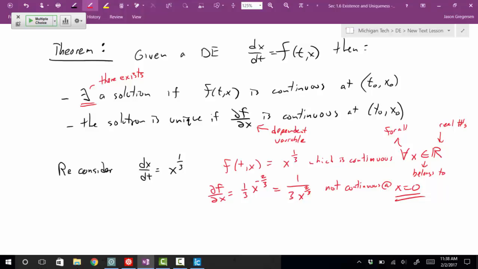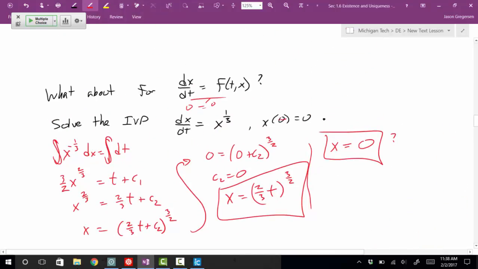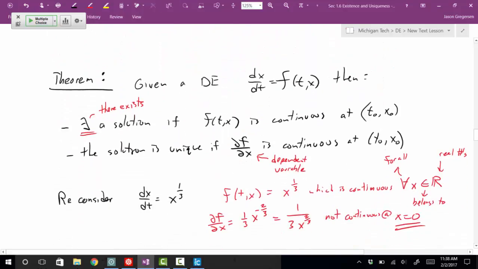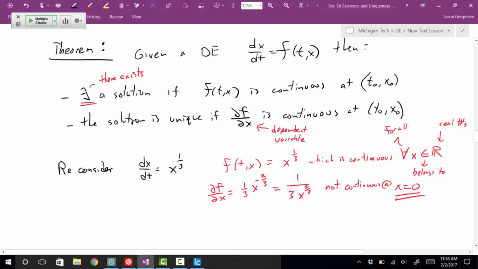Is that partial derivative continuous at x equals 1? It is continuous at x equals 1. I can plug in a 1 there. That's no problem. So if I had changed this to x of 0 equals 1, I would have gotten a unique solution. And everything would have been wonderful. Okay? Any questions about this theorem? You're checking f, and you're checking the partial of f with respect to the dependent variable.